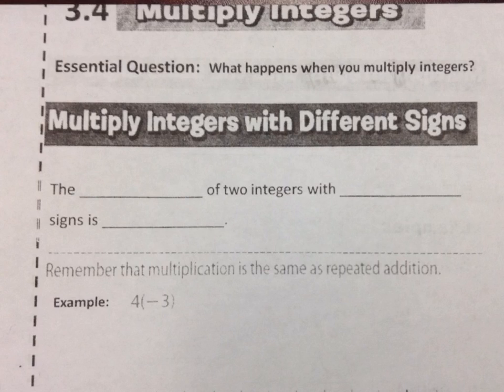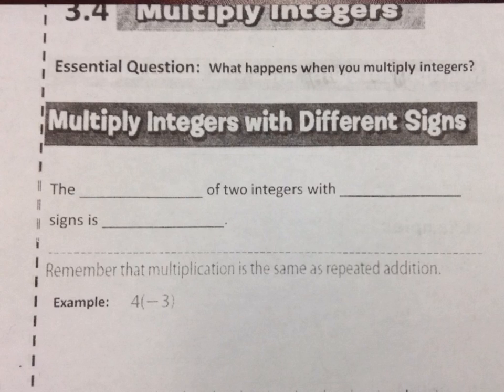Our essential question is, what happens when you multiply integers? So there's going to be two instances. We're either going to be multiplying integers with different signs or multiplying integers with the same sign. Now, adding and subtracting have their own rules where we have to look at absolute value and then we do the keep, flip, change. Multiplying and dividing go together and they have a separate set of rules to use when deciding on the sign.